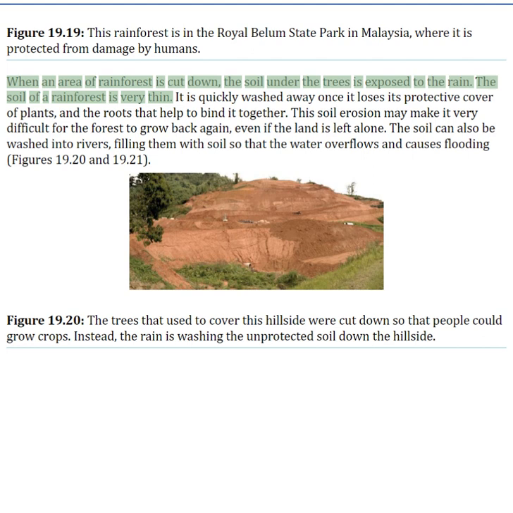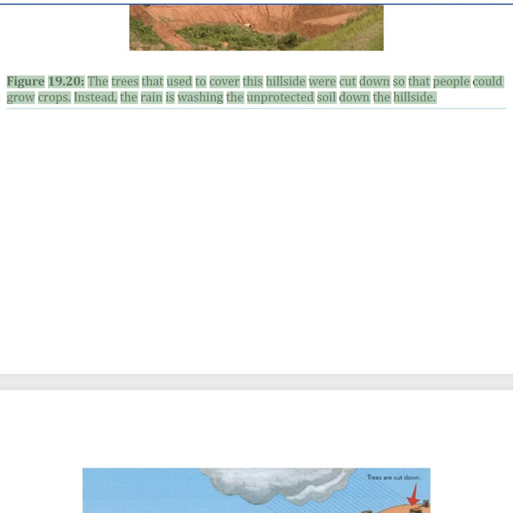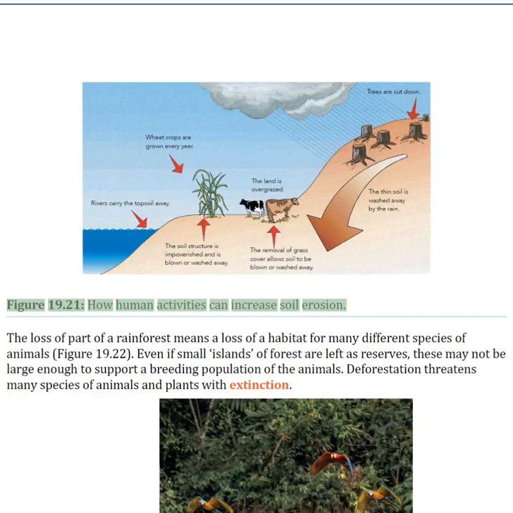When an area of rainforest is cut down, the soil under the trees is exposed to the rain. The soil of a rainforest is very thin. It is quickly washed away once it loses its protective cover of plants and the roots that help to bind it together. This soil erosion may make it very difficult for the forest to grow back again, even if the land is left alone. The soil can also be washed into rivers, filling them with soil so that the water overflows and causes flooding. Figure 19.20, the trees that used to cover this hillside were cut down so that people could grow crops. Instead, the rain is washing the unprotected soil down the hillside. Figure 19.21, how human activities can increase soil erosion.